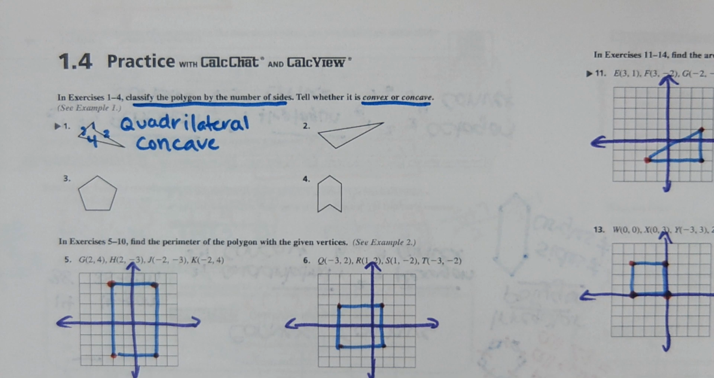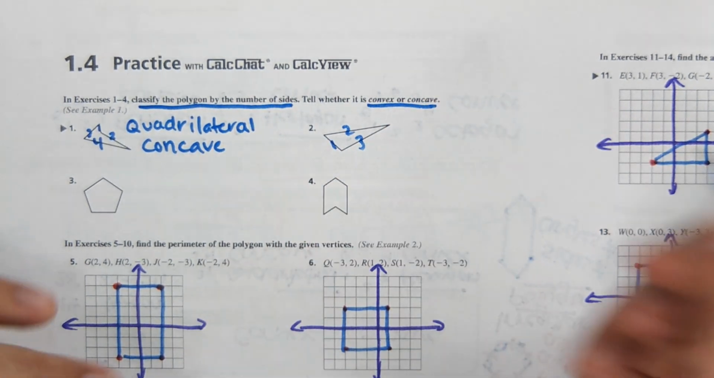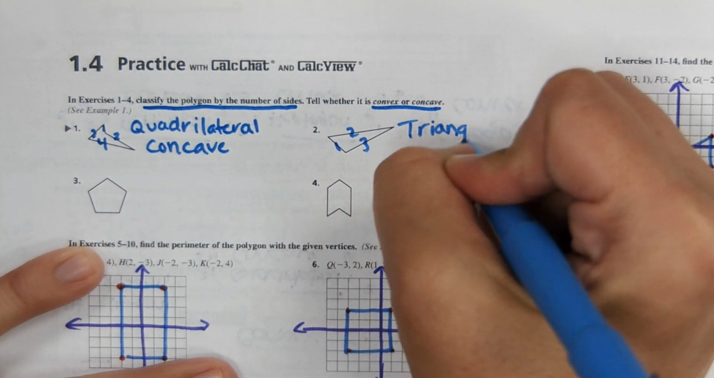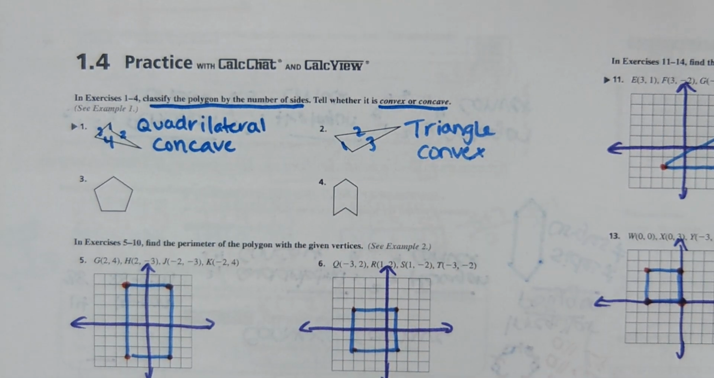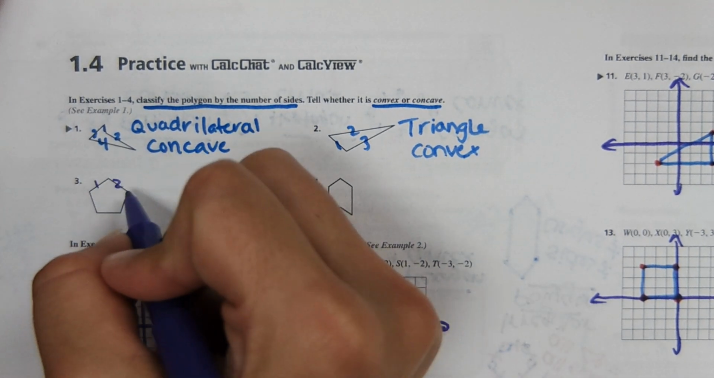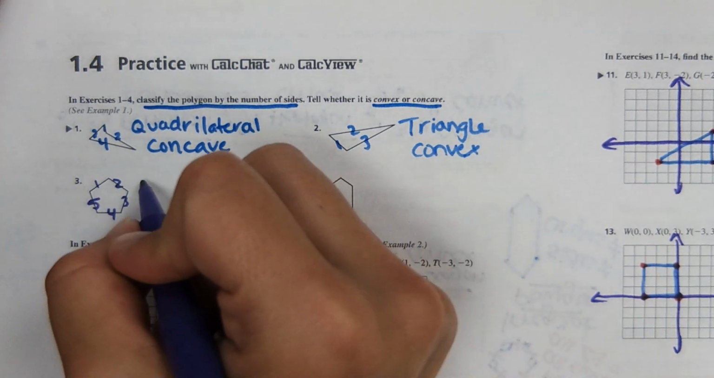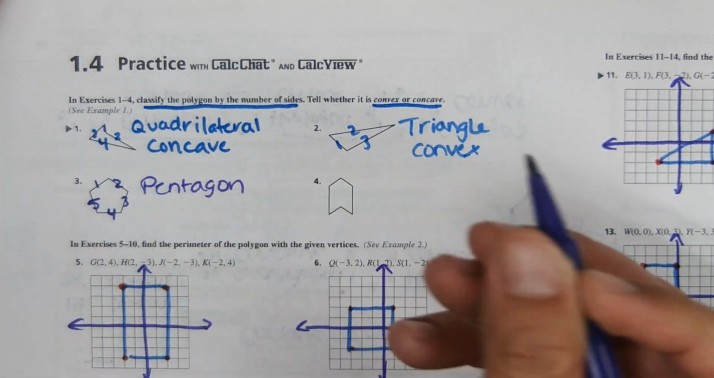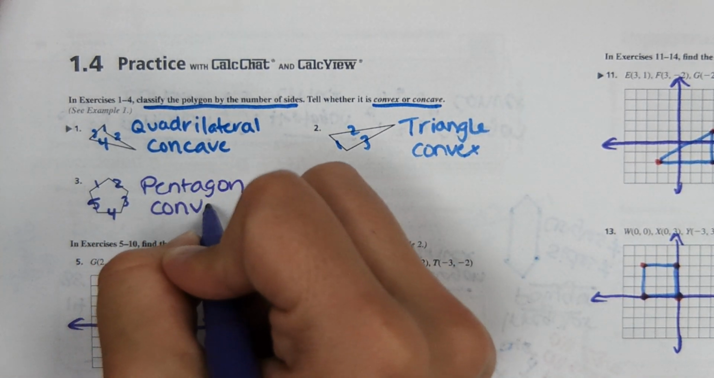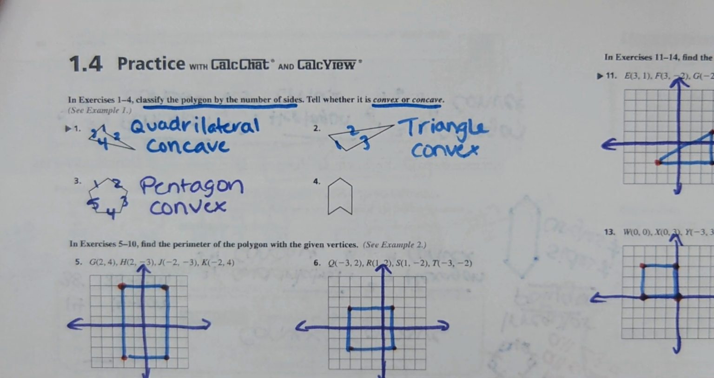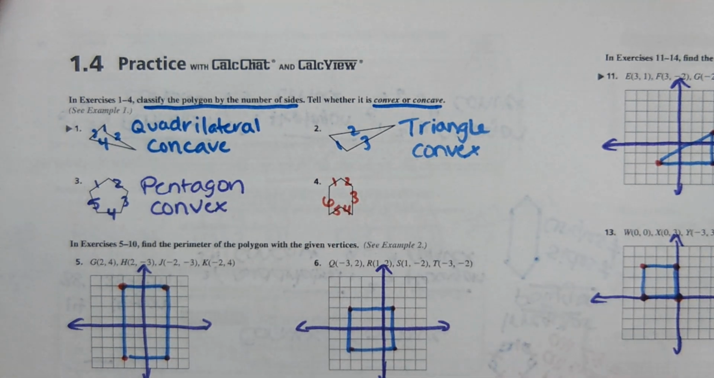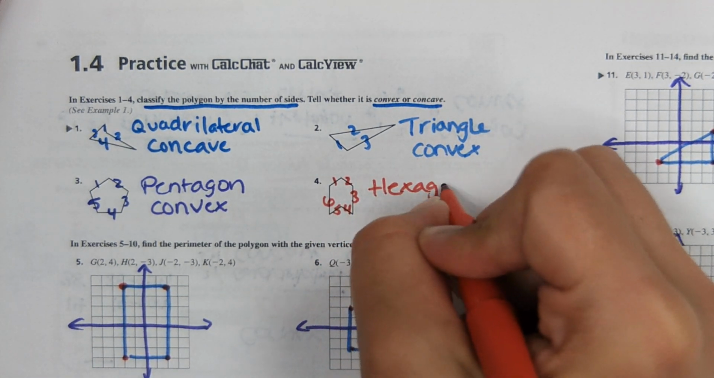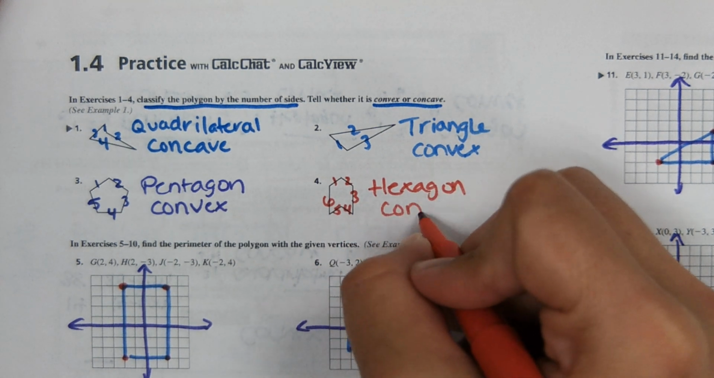Number 2 looks like a triangle. 1, 2, 3 sides. That means it is a triangle. And it has no caves, so this would be convex. And then number 3, 1, 2, 3, 4, 5 sides. That would be a pentagon. No cave, so convex. And then for number 4, 1, 2, 3, 4, 5, 6 sides. So hexagon. It does have a cave, so this one is concave.